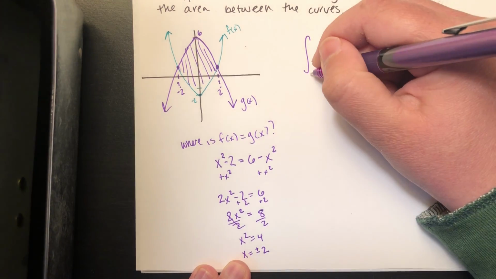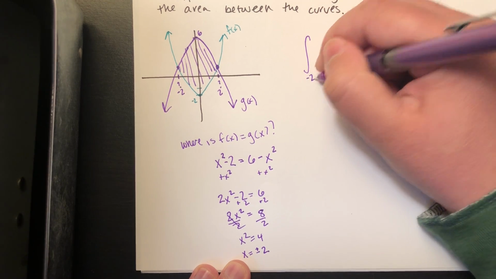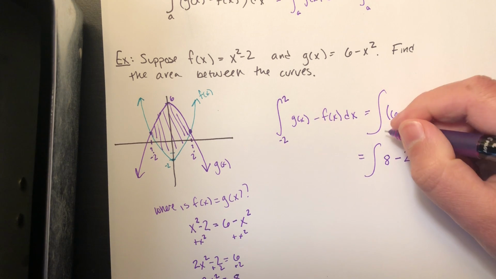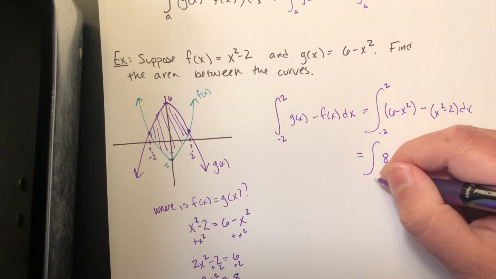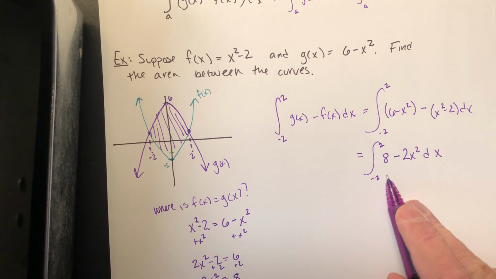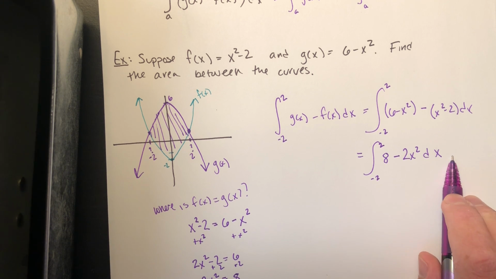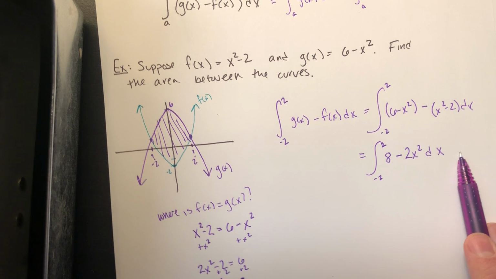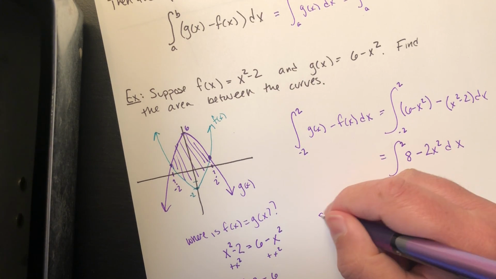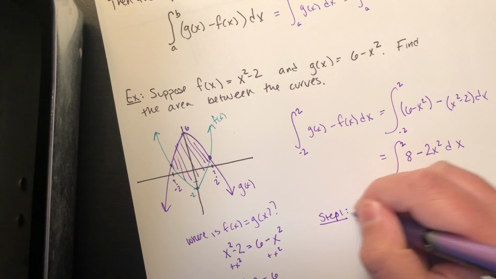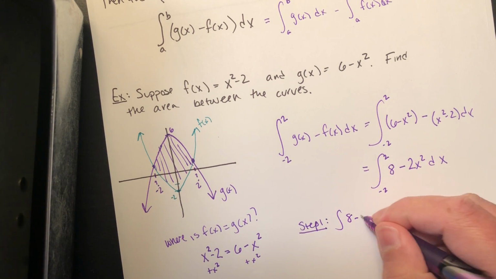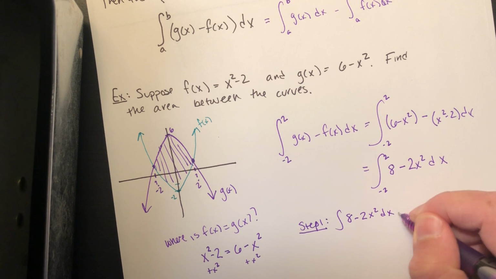So what I can do is take the definite integral between negative 2 and positive 2 of this function g minus f. And we had found that function to be 8 minus 2x squared dx. Luckily, by the fundamental theorem of calculus part 2, this is an easy computation. The first thing that I'm going to do is find the indefinite integral of this function. So find the antiderivative of 8 minus 2x squared dx.